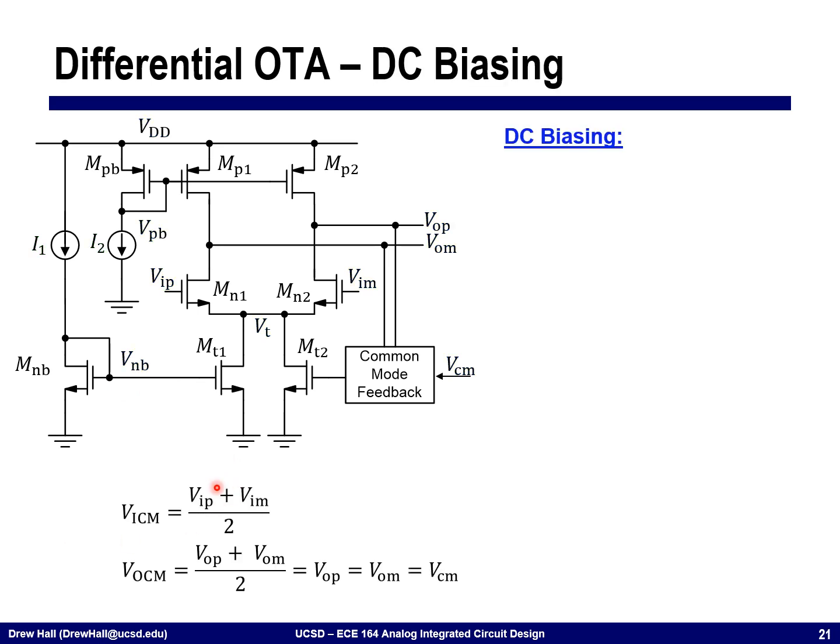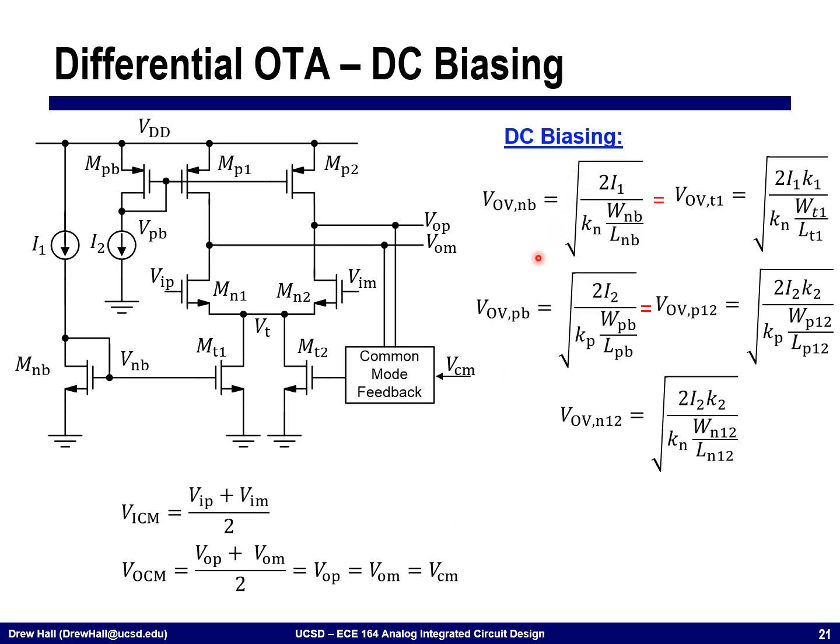All right, so in terms of DC biasing, I'm going to write that the input common mode is equal to VIP plus VIM divided by 2, as well as the output common mode is equal to VOP plus VOM divided by 2. And so what this is simply saying is that VOP is going to be equal to VOM, which is what we're going to call VCM.